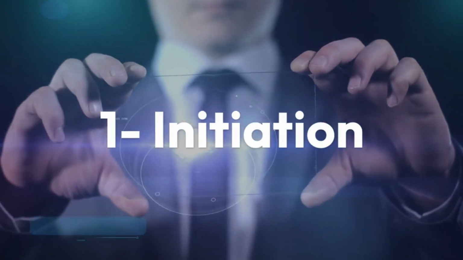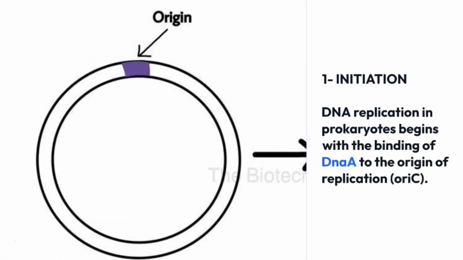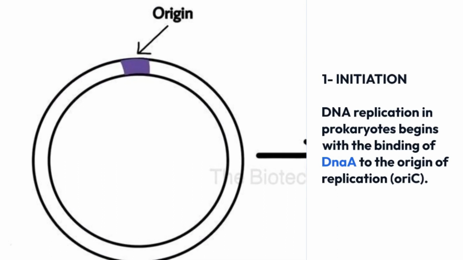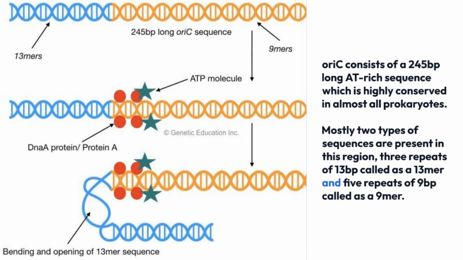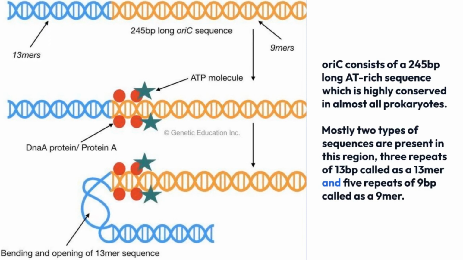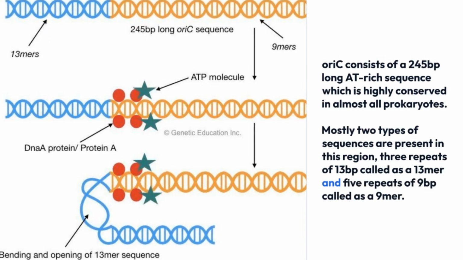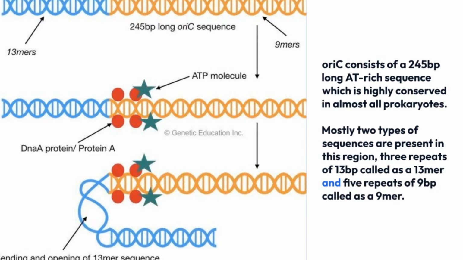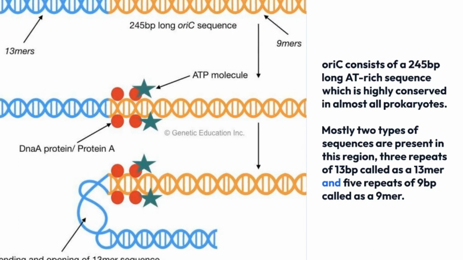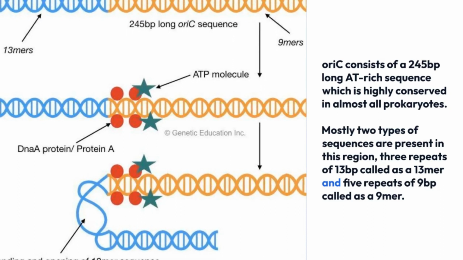1. Initiation. DNA replication in prokaryotes begins with the binding of DNA to the origin of replication, OriC. OriC consists of a 245 BP long AT-rich sequence which is highly conserved in almost all prokaryotes. Mostly two types of sequences are present in this region, 3 repeats of 13 BP called a 13-mer and 5 repeats of 9 BP called a 9-mer.